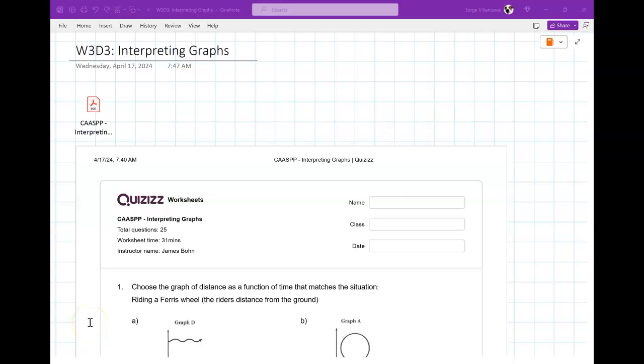All right, so this is week 3, day 3. This is actually the last lesson that we're going to go over for the CASP practice, because tomorrow you guys will take a practice test. So you're going to need a computer, one of the ones that I have here, if you don't happen to have one. And then Friday is going to be kind of like a free day like we did last week, where you can finish up homework, you can finish up your Delta math, stuff like that.